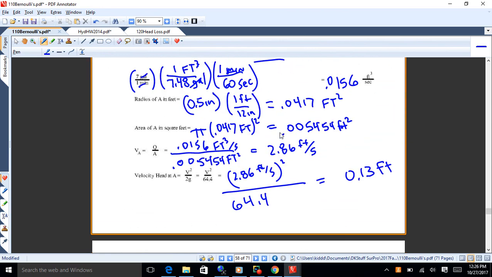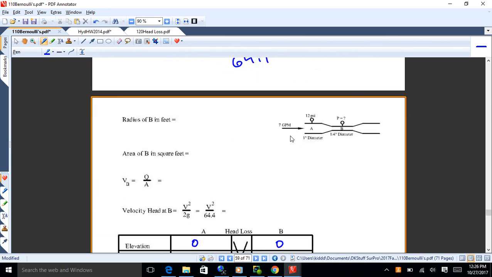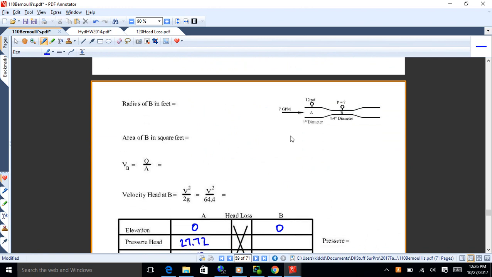So why don't we do that all over again for B this time? Find the radius, find the area, take the flow rate and divide it by the area and find the velocity. It's going to be pretty high this time because we're taking that 1 inch diameter pipe and necking it down to a 1/4 inch. So that speed's going to go up considerably to get it through that little opening. And the point of doing all this is to see what the effects are on the pressure at B.